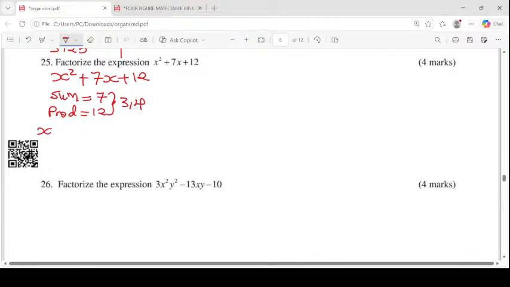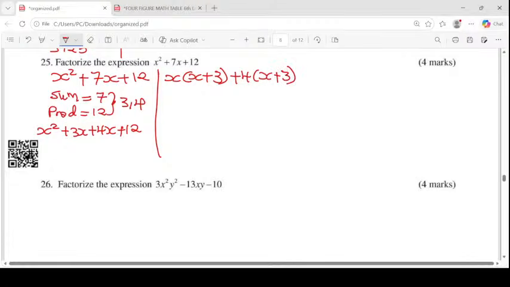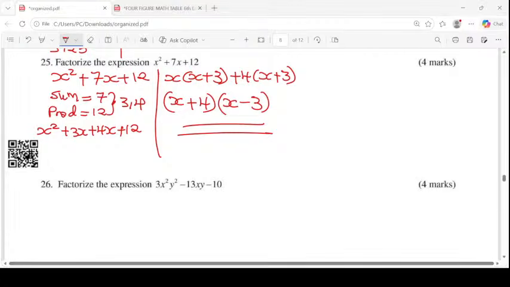So this will be x squared plus 3x plus 4x plus 12. Then you factor out the common factor x into x plus 3, plus 4 into x plus 3, like that. So this will now become x plus 4, then x plus 3. That is the solution to your problem.